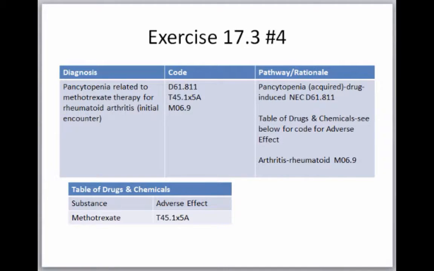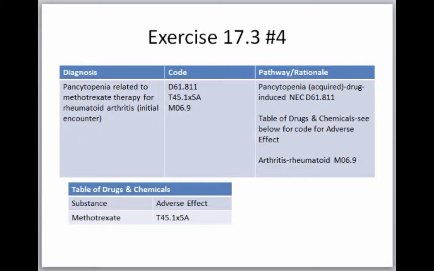This would be exercise 17.3 number 4, pancytopenia related to methotrexate therapy for rheumatoid arthritis, initial encounter. Just as a clarification, or maybe something you don't know, if a patient is taking a medication as prescribed, that's an adverse effect. If a patient were taking more of something than they should be, than was prescribed, that is a poisoning. And if the patient is not taking as much as was prescribed, that's an underdosing. So those are three different columns under the TE codes that we need to be mindful of.